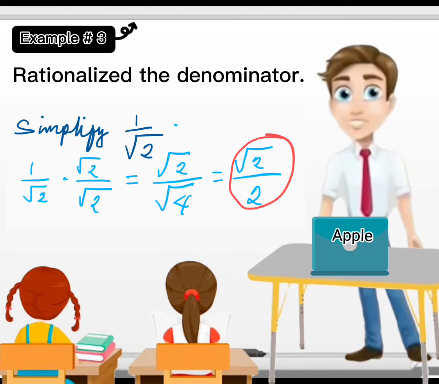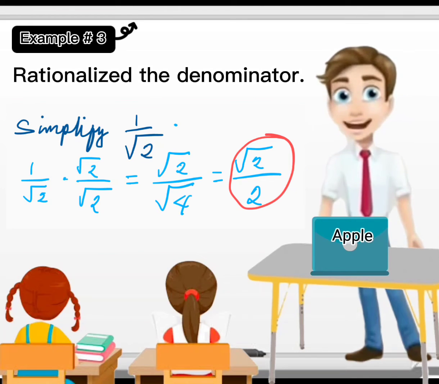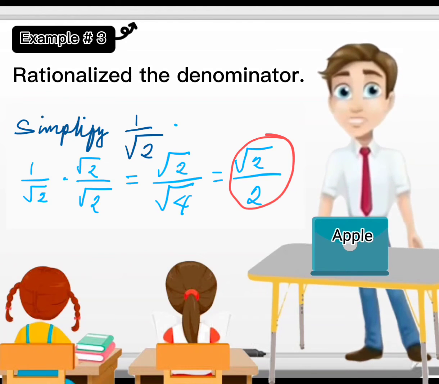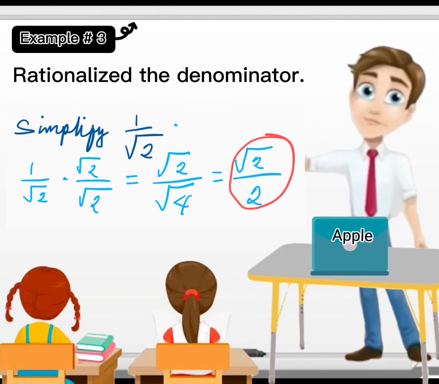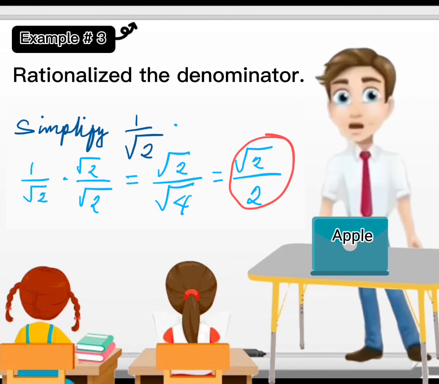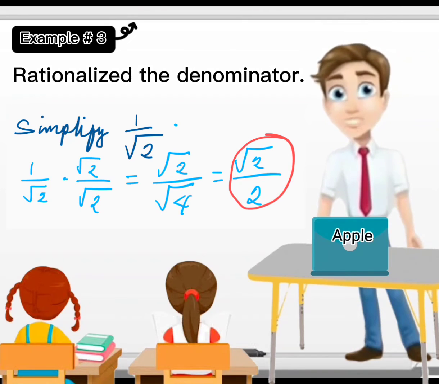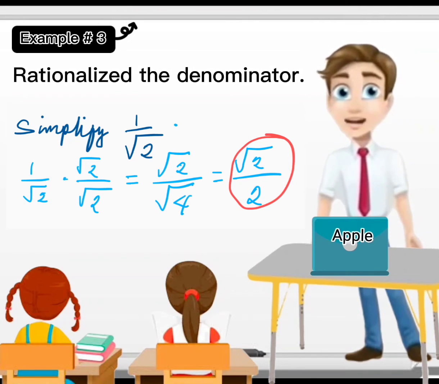So, kung i-multiply natin siya, 1 times square root of 2 in the numerator, the answer is square root of 2. And in the denominator, square root of 2 times square root of 2, the answer is square root of 4. And then simplifying now, the square root of 4 is 2. Since in the numerator, square root of 2 cannot be simplified any longer, that is now the final answer.